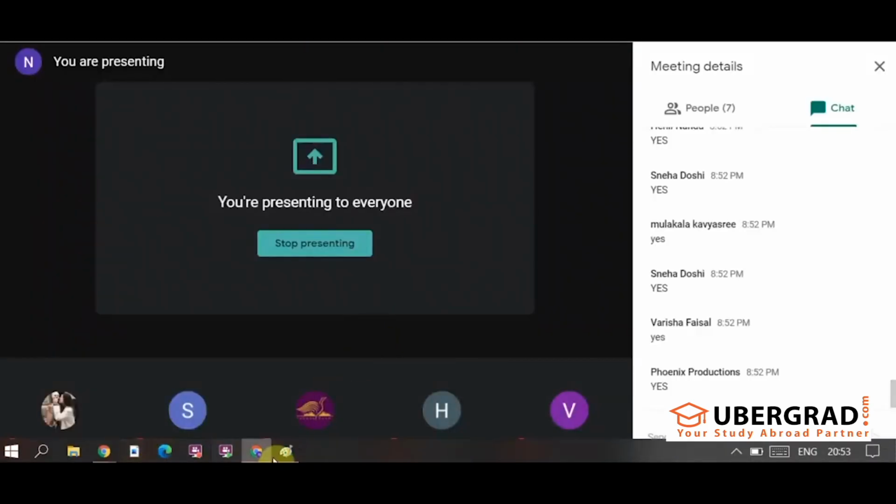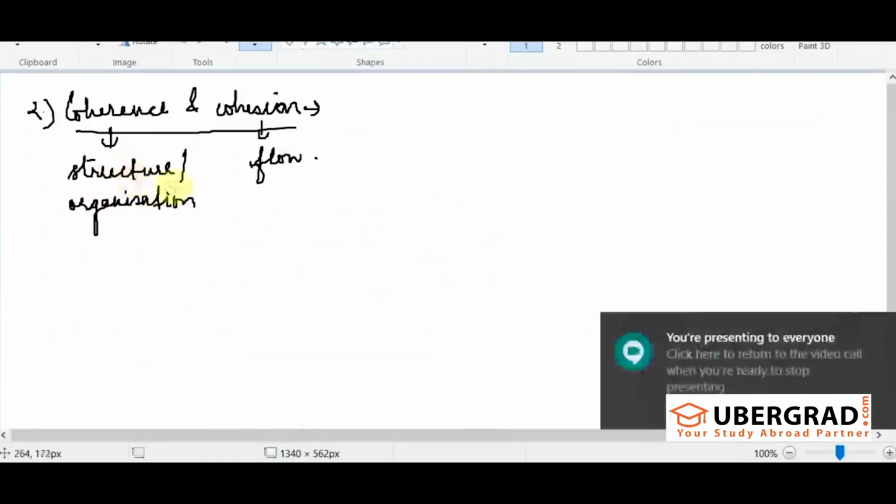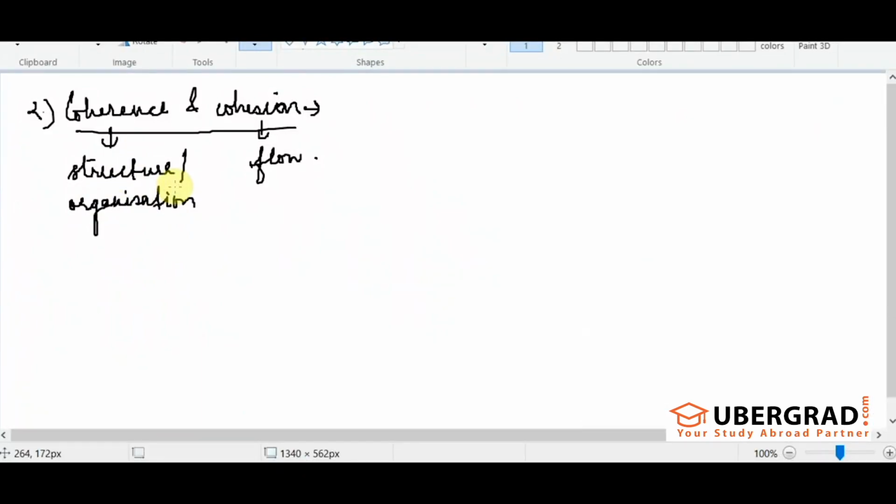Okay. So when we talk about structure or organization, this can be understood at three levels. How are the words organized within a sentence? How are the sentences organized within a paragraph? And how are the paragraphs organized within the essay? Okay. So let's first understand it at word level. How should the words be organized within a sentence? What we are going to see now is known as parallelism.